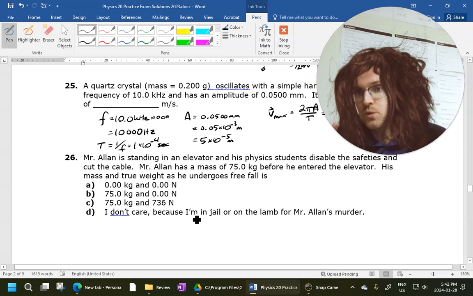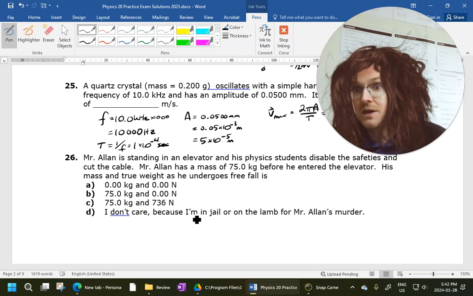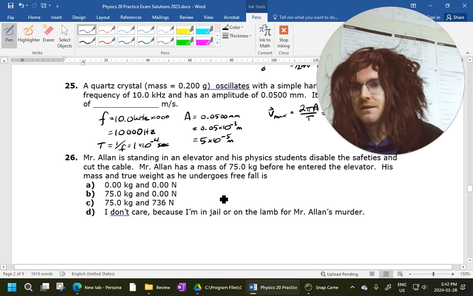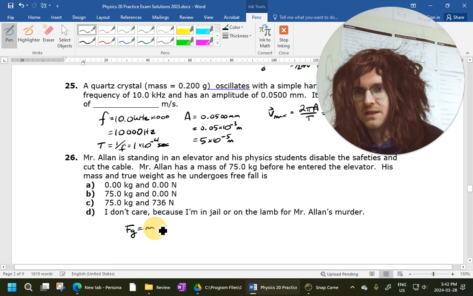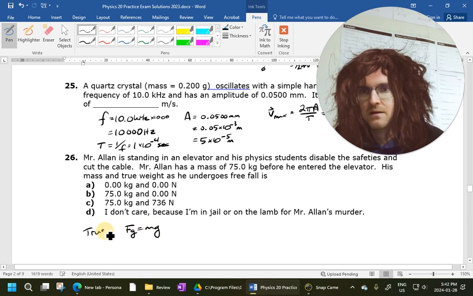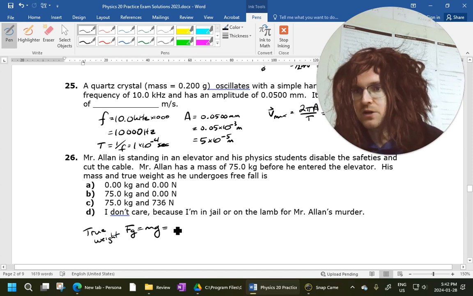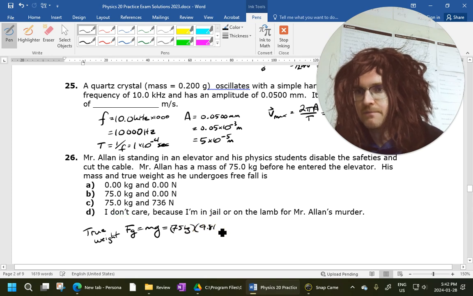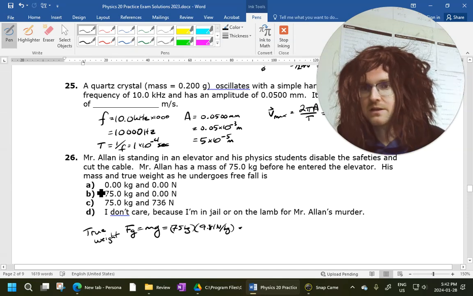So my true weight, remember, your true weight is never zero unless you're in a place where there's no gravity, but I'm near Earth here. So my true weight is always going to be Fg. Fg is my true weight. That can change depending on where you are in the universe, which planet you're on. But if we're talking about Earth, that's just 75 kilograms times 9.81 newtons per kilogram. And what do we get? 75 times 9.81, so we're talking about true weight.